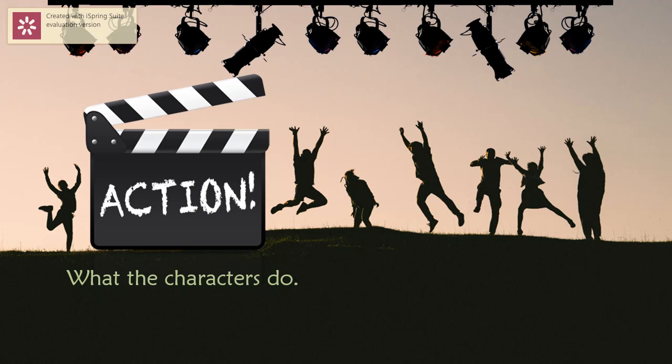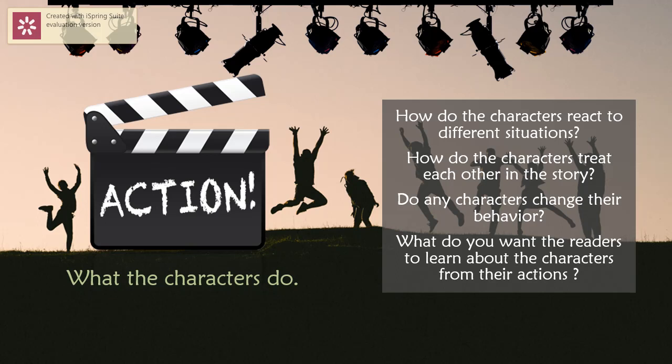action. Actions are the things that the characters do in the story. Use descriptive words to explain what the characters are doing and how they are doing it. When writing a character's actions, consider how the characters react to the different events in the story, how the characters treat each other, whether any of the characters change their behavior, and what you want the readers to understand about the characters from their actions.